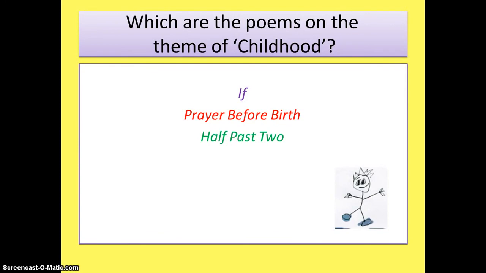There are other poems in Anthology C that connect to this theme of childhood. We've already looked at If, Prayer Before Birth, and 2:30. Soon we will be looking at these poems, Piano, and Hide and Seek. It's important that you remember that these poems can all be connected, because on the exam you'll be asked to compare 2 similar poems.